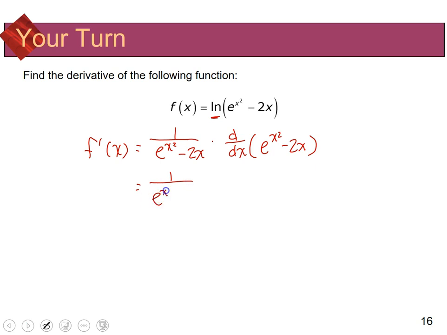As far as that goes, this is being left alone. When I do the derivative of e to the x squared, I'm going to have to use the chain rule. So I'm going to have e to the x squared again times 2x, which is the derivative of x squared. And now I'm going to have minus the derivative of 2x, which is just 2. So I'm going to have 1 over e to the x squared minus 2x.